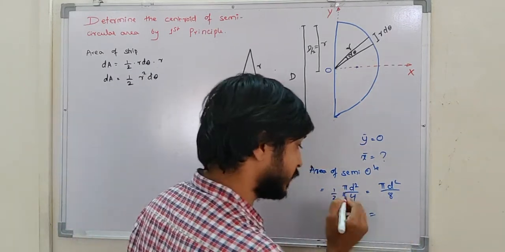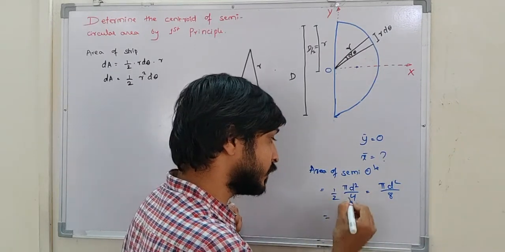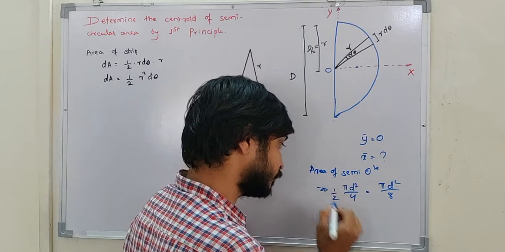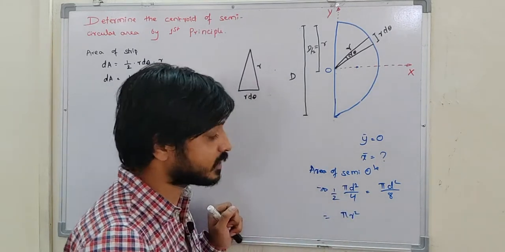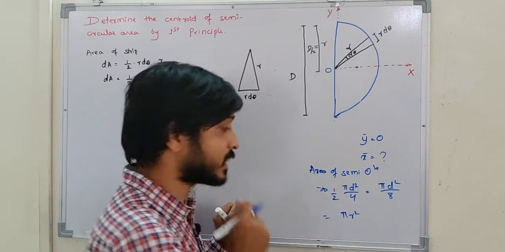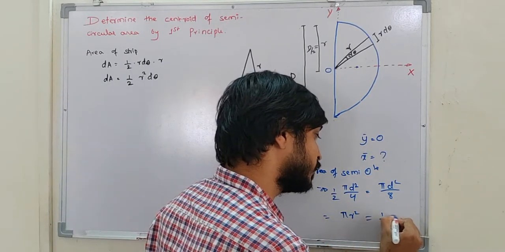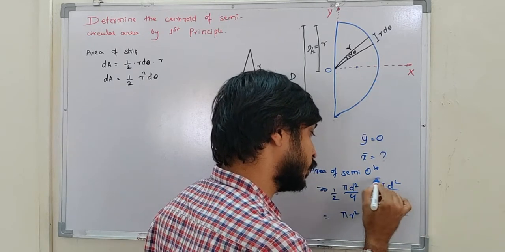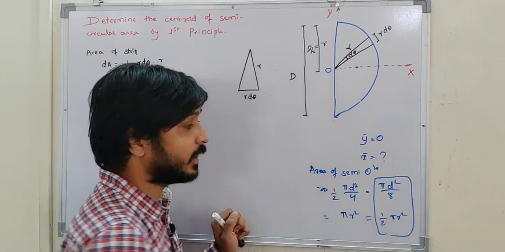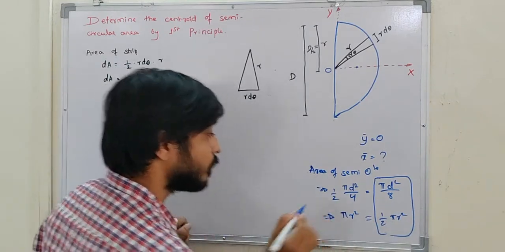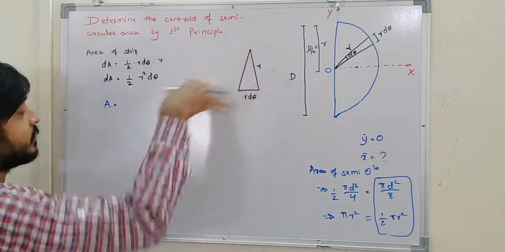I can write it in terms of r. If I want to write in terms of r, pi r square is the area of a circle. Correct? Pi r square is the area of a circle. Now that becomes half of pi r square. So both of these are area of a semicircle, and this is in terms of radius r.